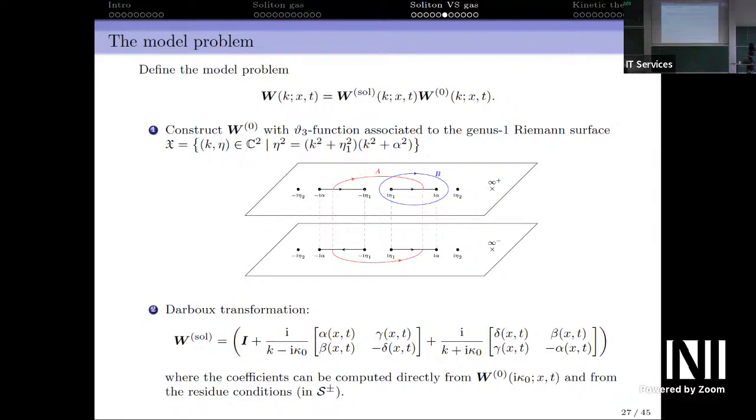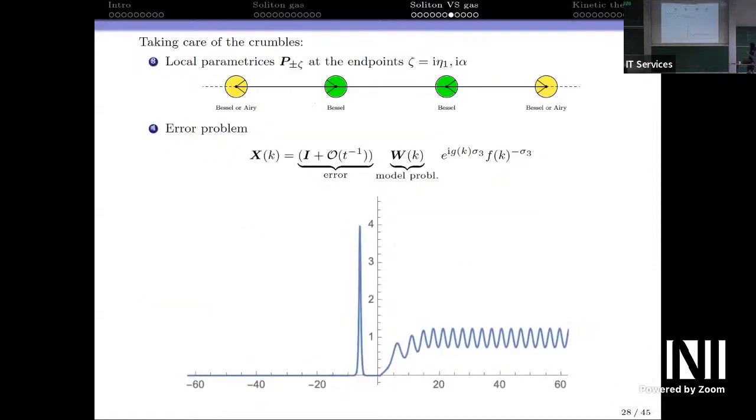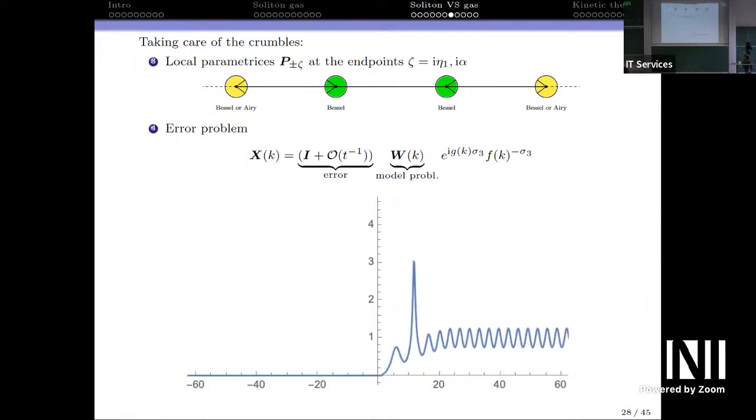You can compute them explicitly by just imposing the residue conditions. Once we have our model problem, there is still some problem at the endpoints where the model problem is not such a good approximation, but this can be fixed. We just introduce some local parametrices there. We put some patches, and the Bessel here are Bessel parametrices at i eta one and minus i eta one.